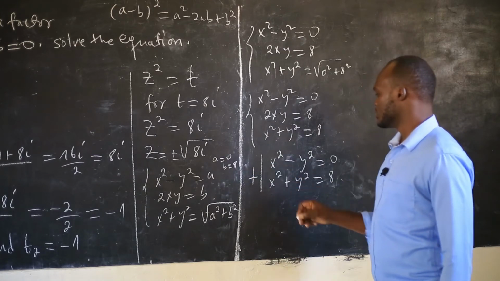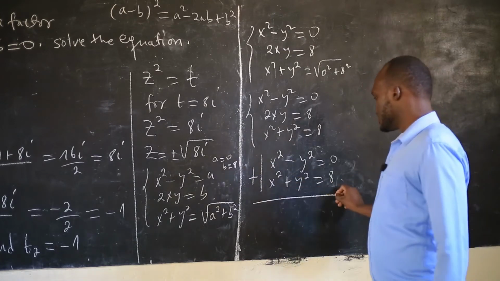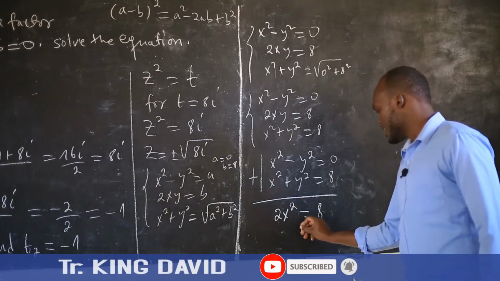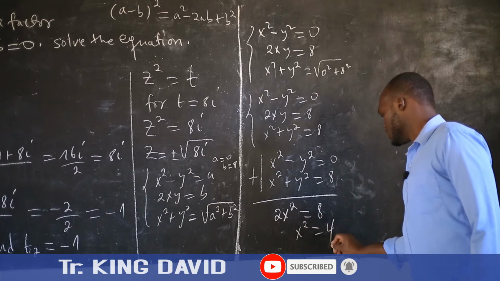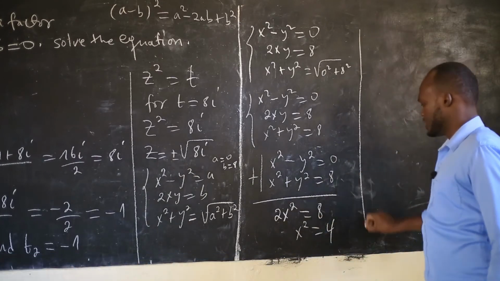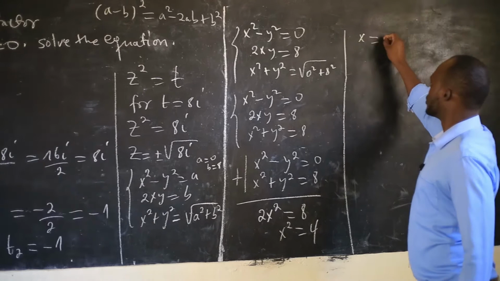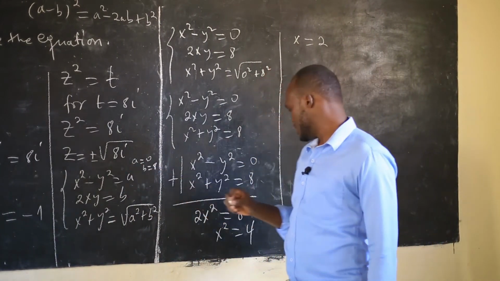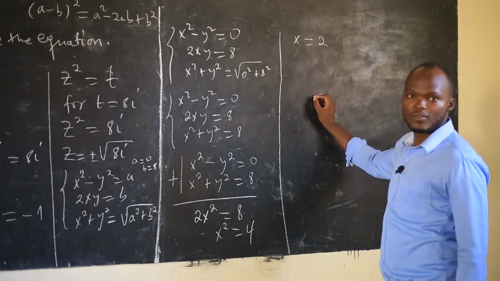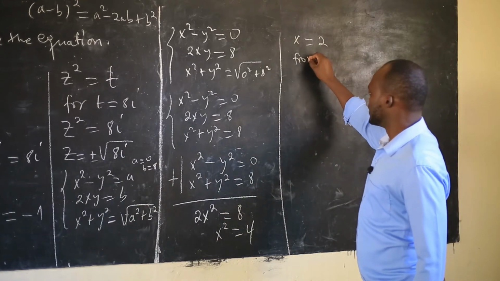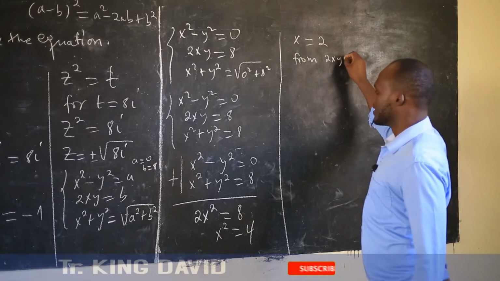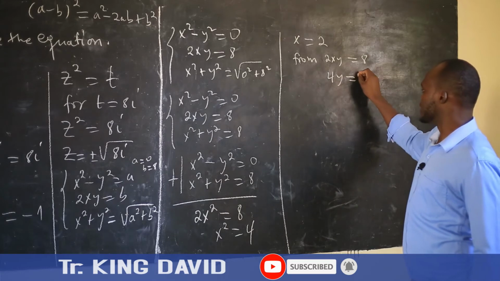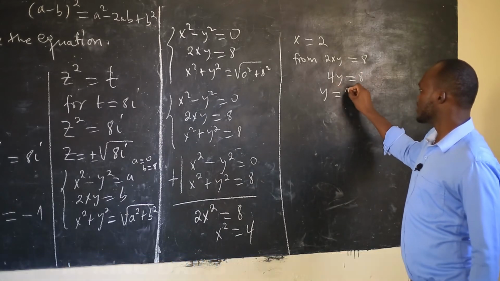We add to eliminate y. So this is 2x squared, which is 8. So x squared equal to 4. We find the square root. Then x will be what? 2. No need of using plus or minus because it is already here. So if x is 2, what is the value of y? From 2xy equal to 8 and x is 2, 4y equal to 8. So our y is 2.